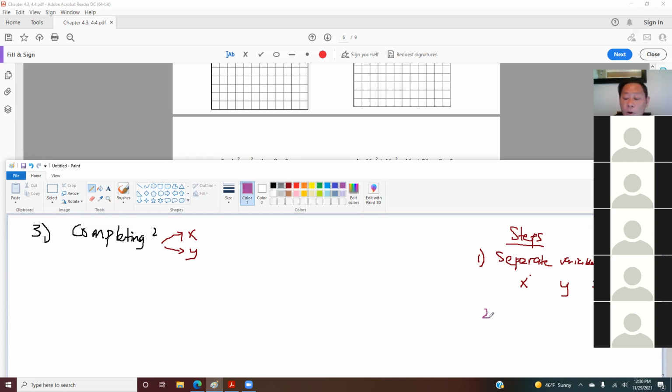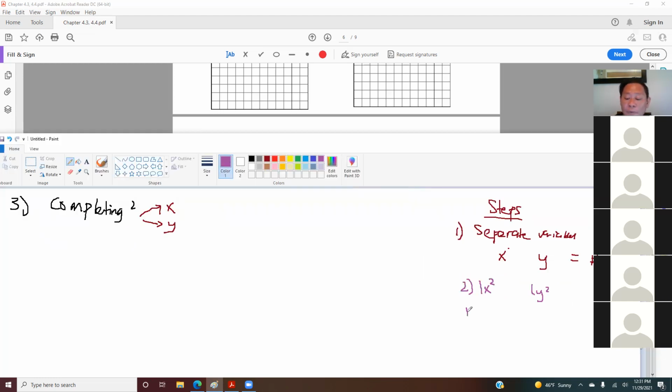The second step: make sure your x squared and your y squared coefficients are 1. What happens if it's not 1? You have to factor it out. Factor a out from ax squared.